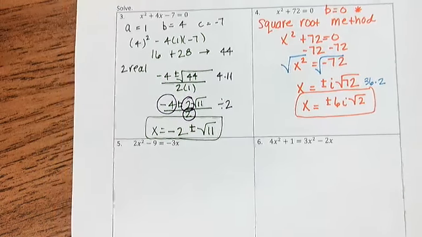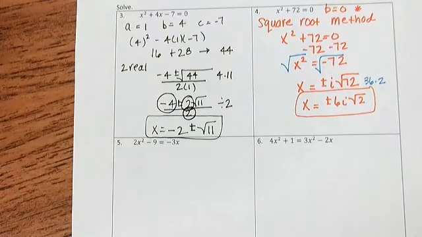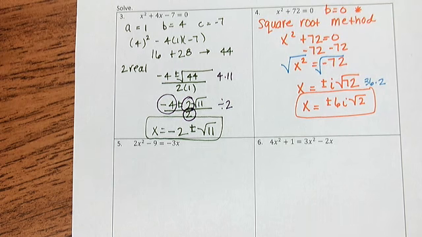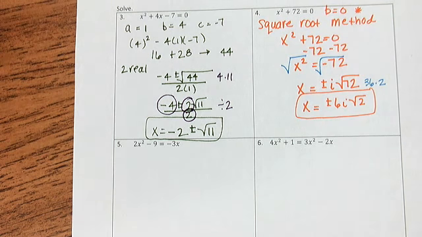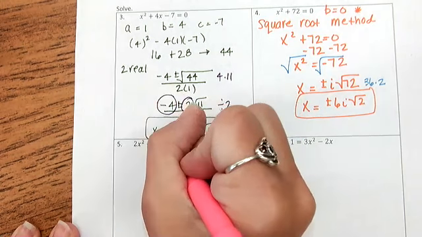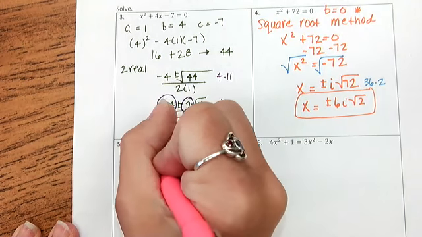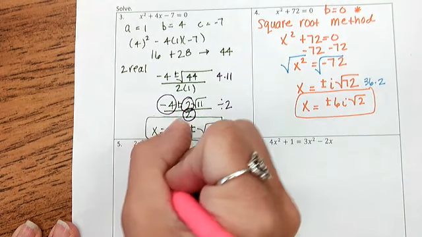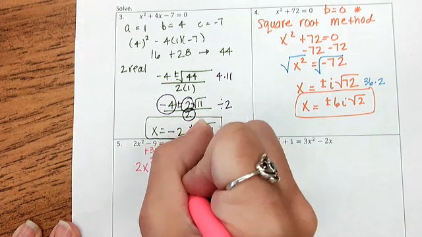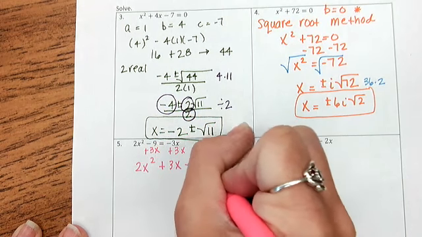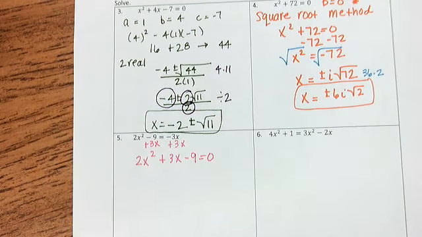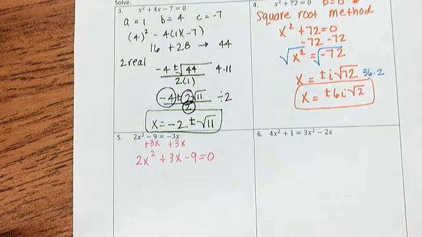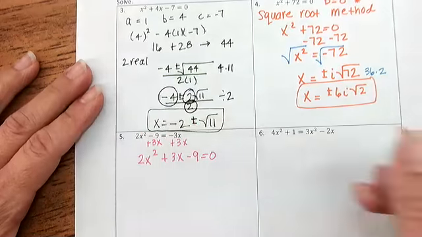Okay, the last two, they're not equal to 0, so you have to set it equal to 0 first. So I'm going to add 3x to both sides. And there are no like terms. This becomes 2x squared plus 3x minus 9 equals 0. b is 3, so you cannot use the square root method. b is not 0, no square root method.